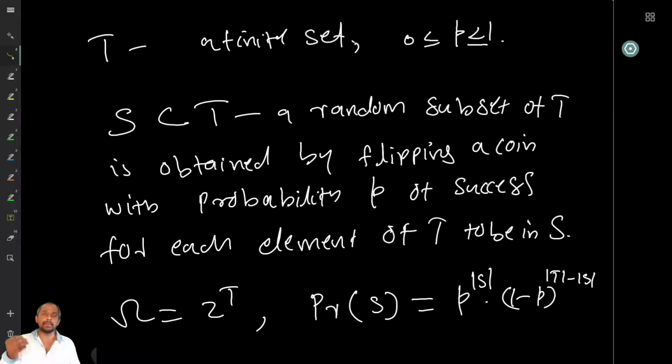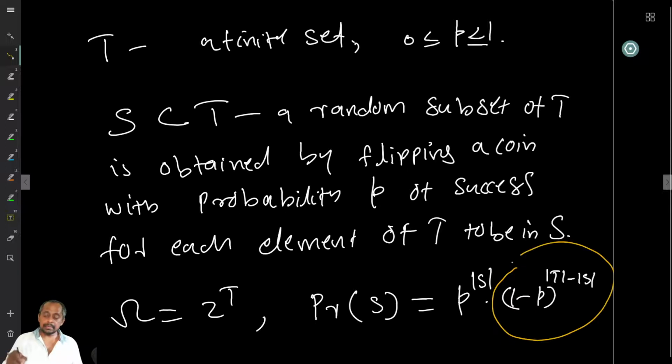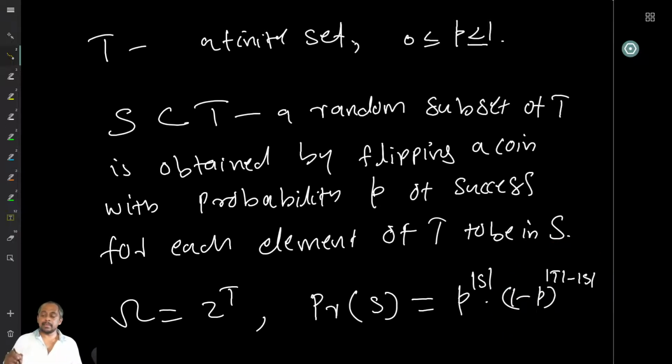Because if P is the probability of heads, the probability of tails happening is 1 minus P, whatever P is. So for all the other elements, it should have happened with probability 1 minus P. So there is 1 minus P raised to cardinality of T minus cardinality of S, right? So this is the probability of a particular set happening.